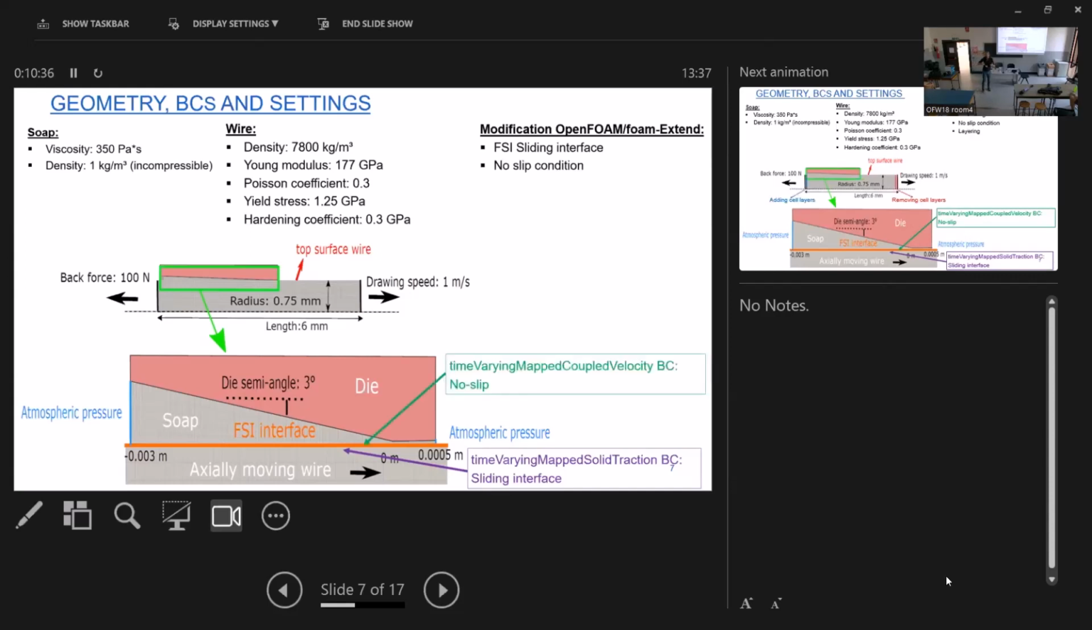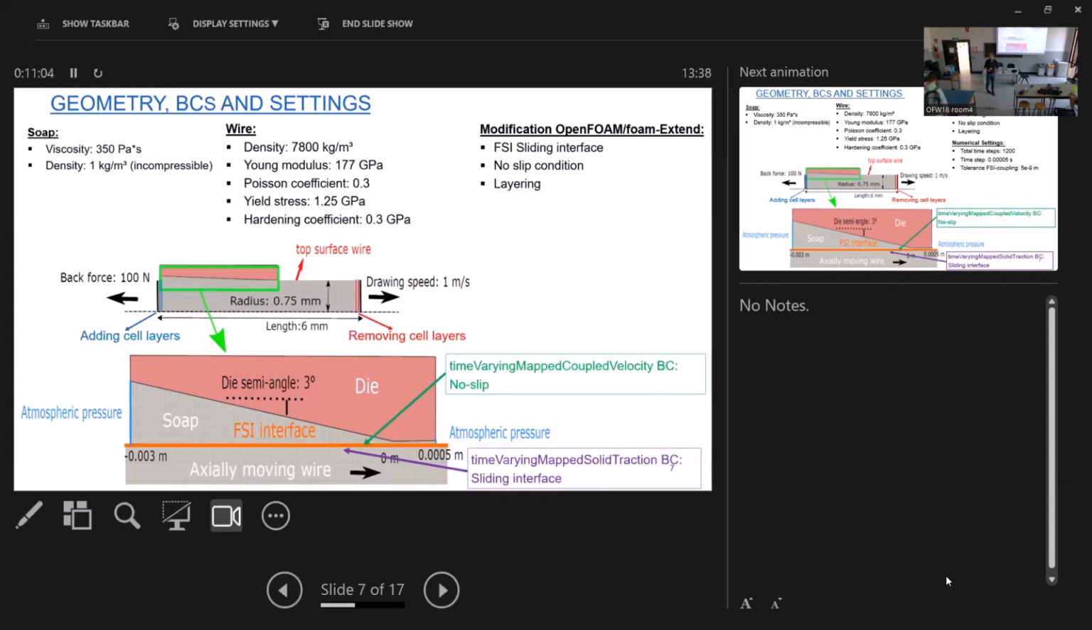As we have to deal with plastic deformation, the wire, due to the conservation of mass, has to accelerate. And that acceleration has to be imposed as well on the lubricant. So that's why we need another boundary condition on the fluid side to achieve the no slip condition. And it's called time varying velocity boundary condition.